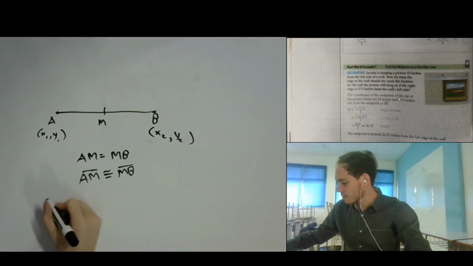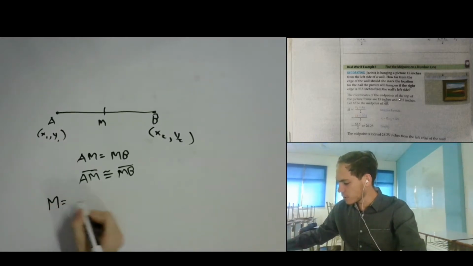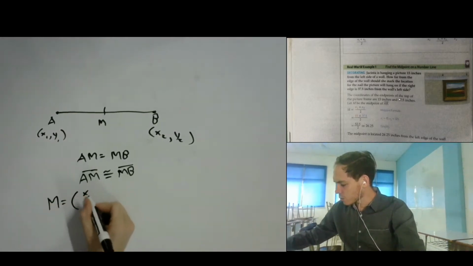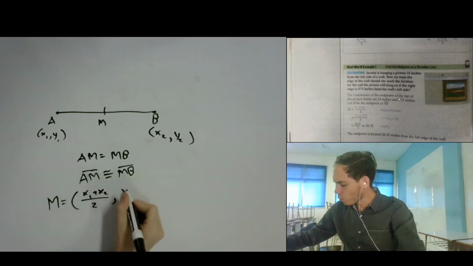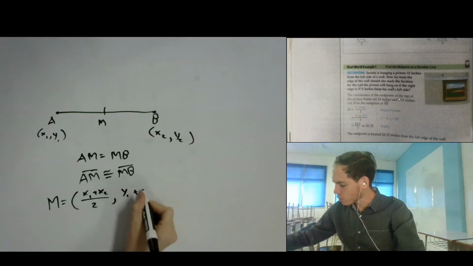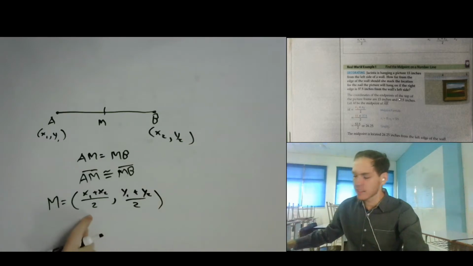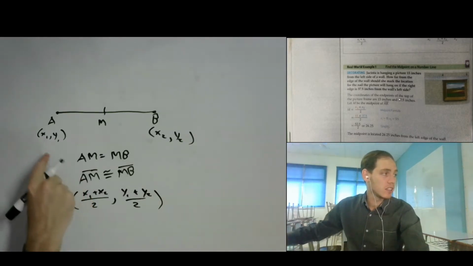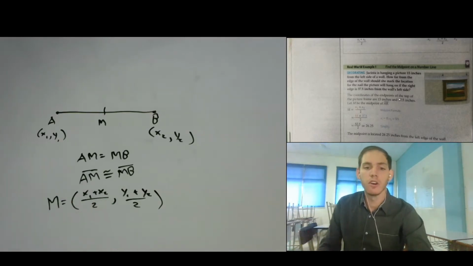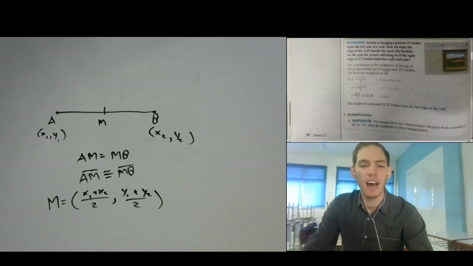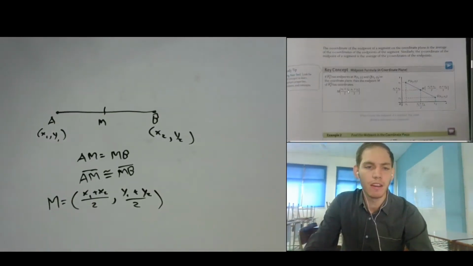The key concept is the midpoint equals x1 plus x2 over 2, comma, y1 plus y2 over 2, okay? That is halfway between these 2 points, for the x and for the y. So it is essentially the average of the 2 points. Now, that formula is right here.